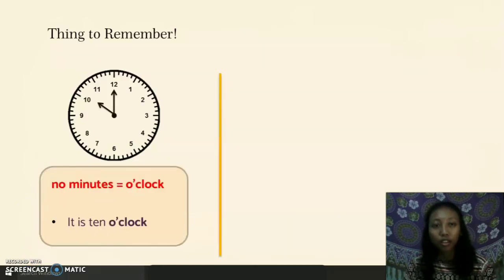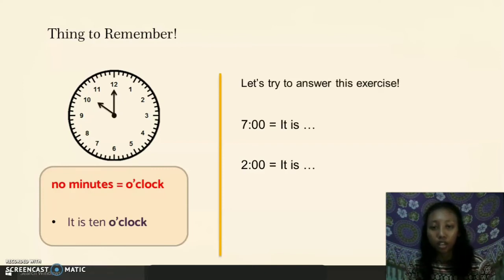Now, there are some things to remember when we are telling the time. For the first one, when there are no minutes in the time, we can call it o'clock. For the example, in this analog clock, it shows it's 10 o'clock. There are no minutes, right? Now, let's try to answer this exercise. First, what time is it? Yes, it is 7 o'clock. And next, what time is it? Great, it is 2 o'clock.